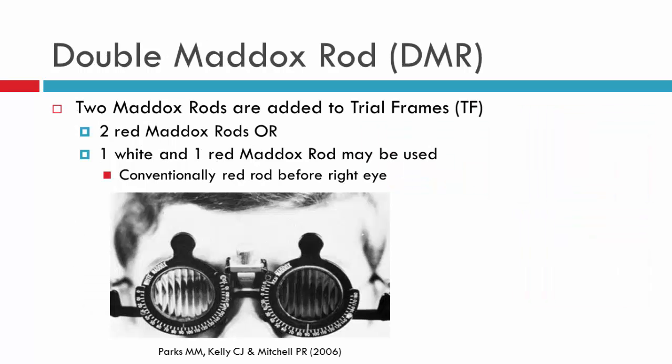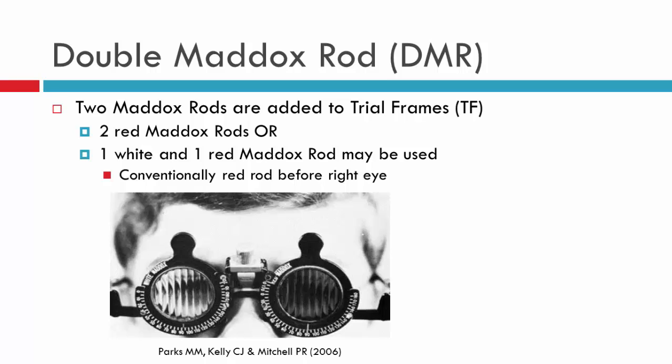Okay, moving on to the double Maddox rod. As I said earlier, this is one of the most commonly utilised tests to assess torsion. And you can do this by either inserting 2 red Maddox rods, and in the prac rooms we will be utilising 2 red Maddox rods.